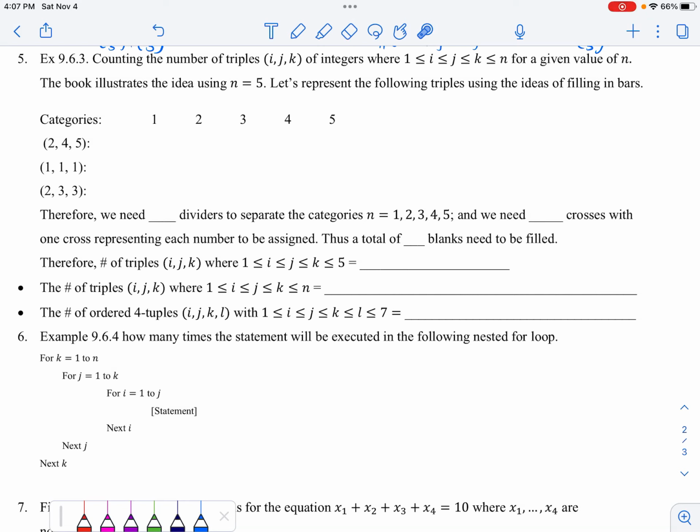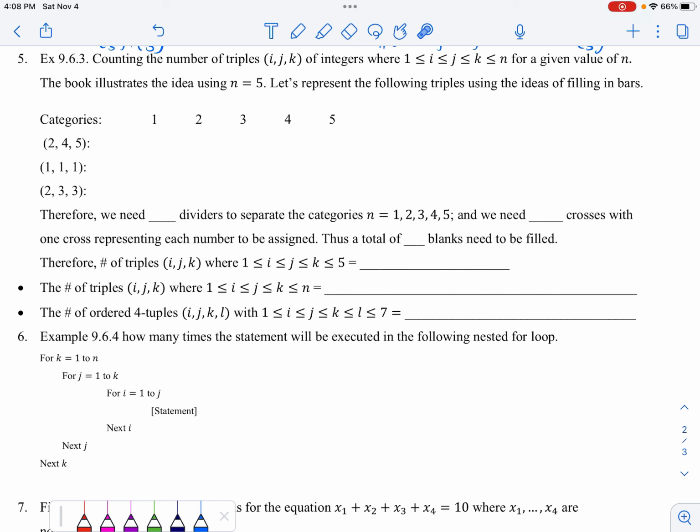Now let's look at this type of problem. Let's count the number of triples i, j, k, where i, j, k are integers and they must satisfy these requirements: i is less than or equal to j, which is less than or equal to k, and they're all greater than or equal to 1 and less than or equal to n.